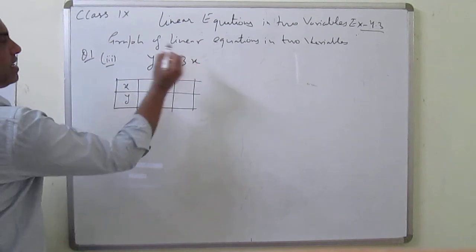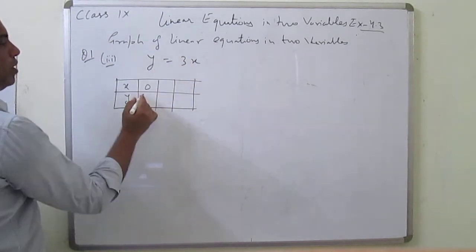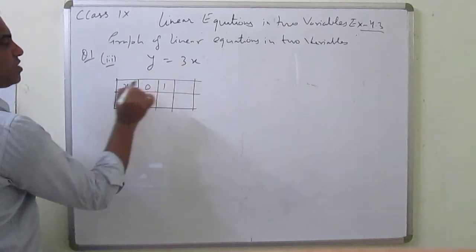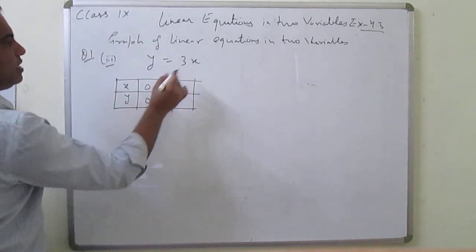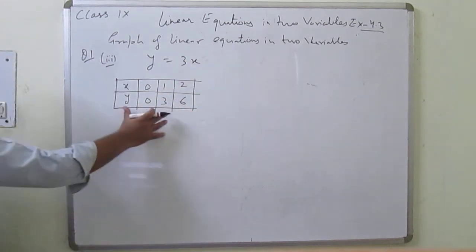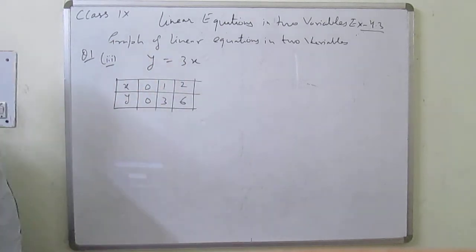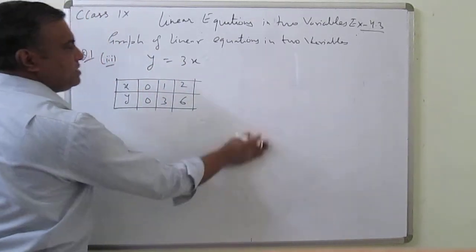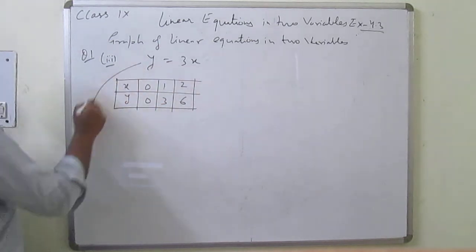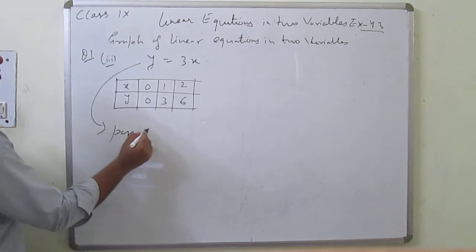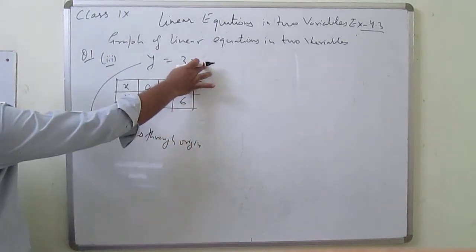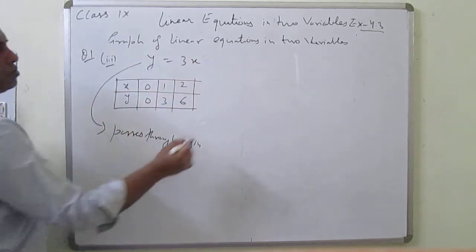If I take x is equal to 0, then 0 into 3 is 0. x is 0, y is 0. If I take x is 1, y is equal to 3. If I take x is 2, y is equal to 6. So these points satisfy the given equation. Now plot the graph. We see that the graph of this equation passes through the origin. ये कहां से पास होगा? Whenever the constant is not there, the graph passes through the origin.